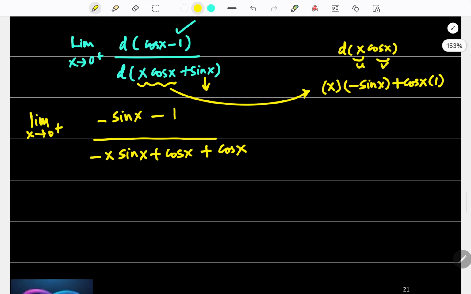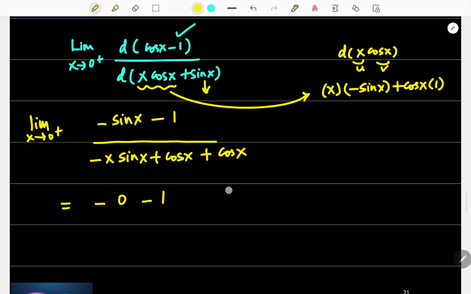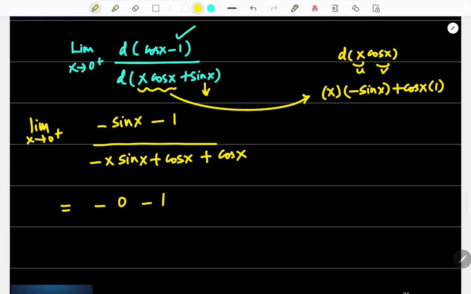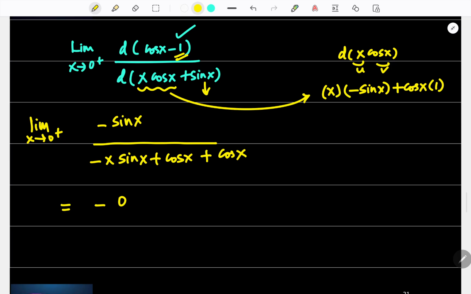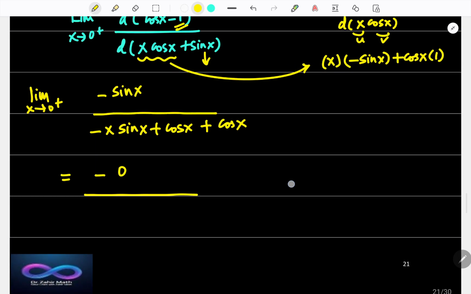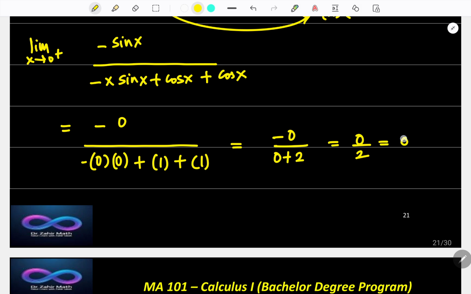Now let me put in the limits and check. Minus sine 0 is 0, minus 1. Oh, what did I do? Minus 1 derivative is 0. Cosine x derivative is minus sin x, minus 1 derivative is 0. Divided by, when I put x equals 0, sine 0 is 0 and cosine 0 is 1. So I get minus 0 divided by 0 plus 2, which is 0 by 2, which is equal to 0. Wow, to get 0 we worked a lot.